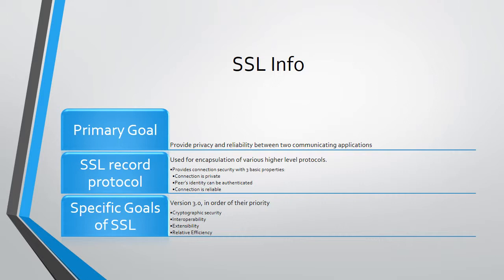First of all, the connection is private. Encryption is used after the initial handshake to define a secret key. Next, the peer's identity can be authenticated using asymmetric or public key cryptography. And lastly, the connection is reliable. The message transport includes a message integrity check using a keyed message authentication code.